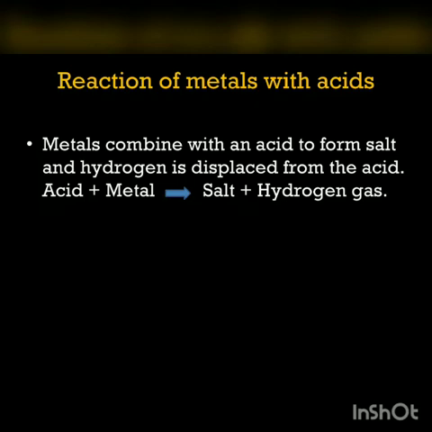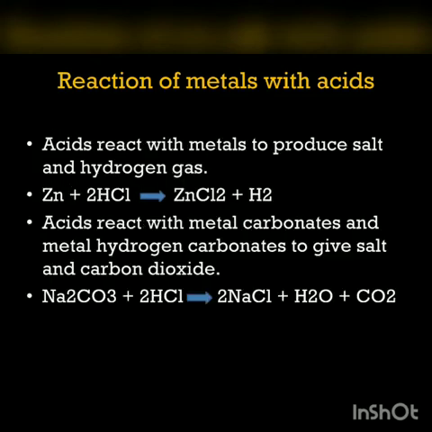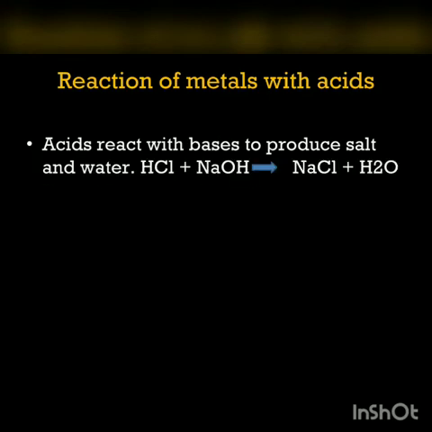Reaction of metals with acids. Metals combine with an acid to form salt and hydrogen gas. Hydrogen is displaced from the acids. Acid reacts with metals to produce salt and hydrogen gas. Acid reacts with metal carbonates and metal hydrogen carbonates to give salt and carbon dioxide along with water. And acid reacts with base to produce salt and water.